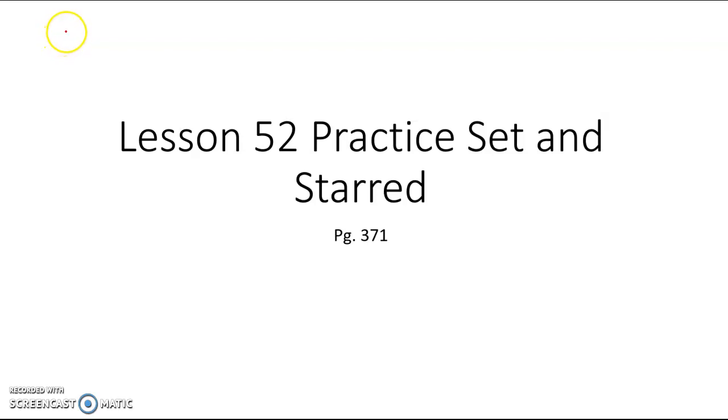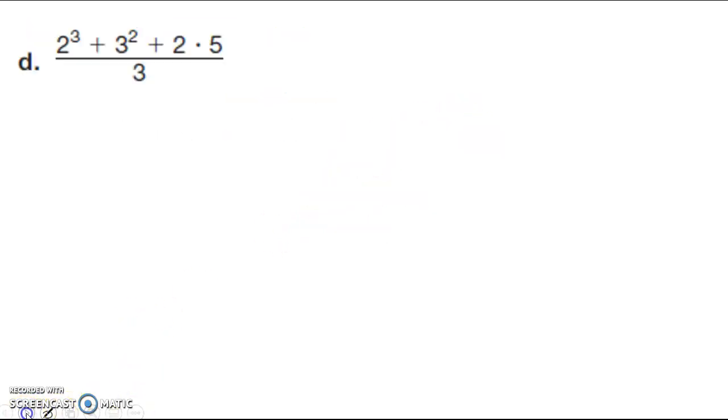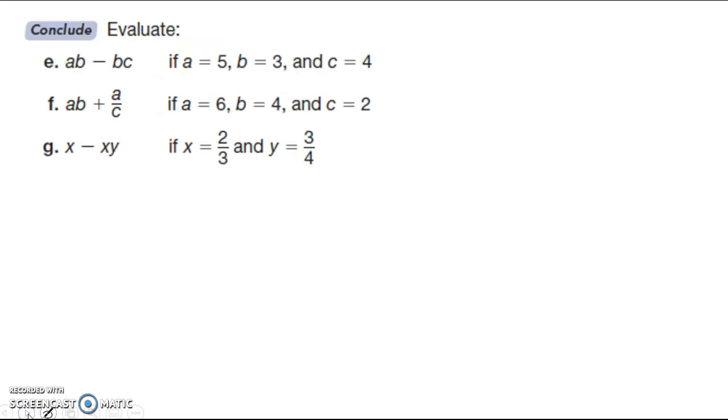Lesson 52 starts on page 371 of your Saxon Course 2 book. I did a previous video on the practice set, so if you need to go find that, you can. This one's going to be about the starred problems.